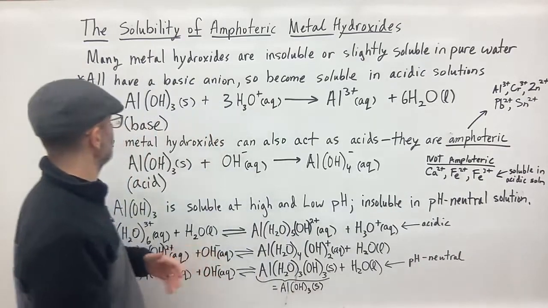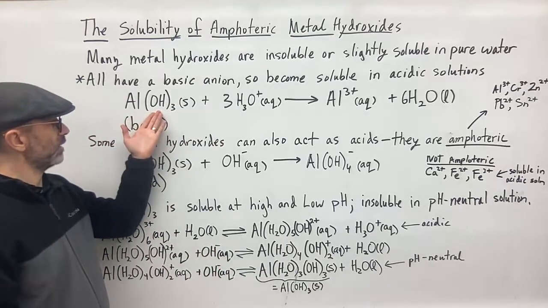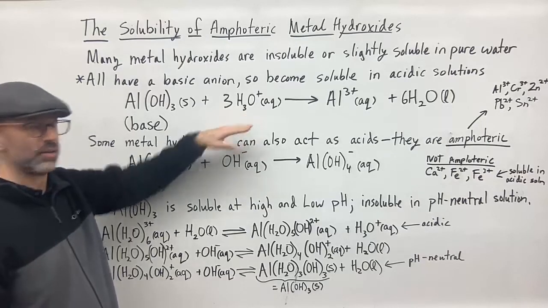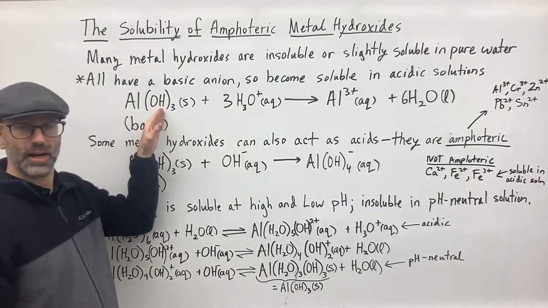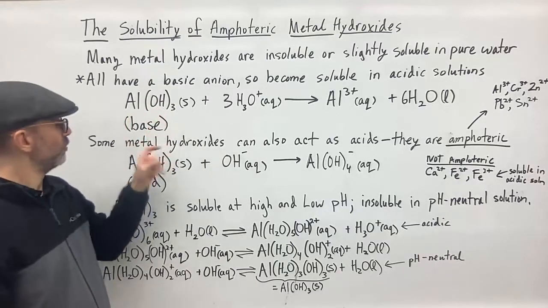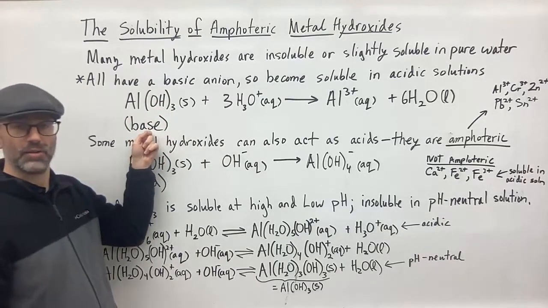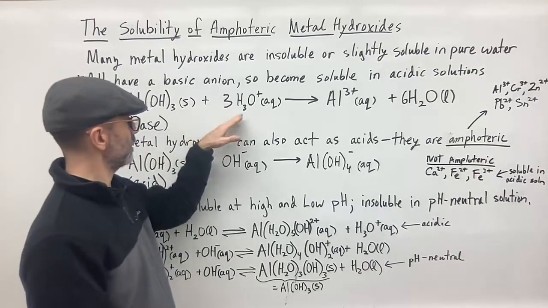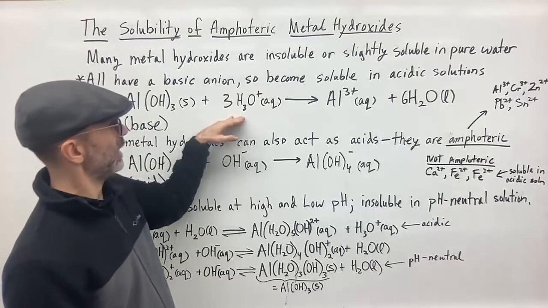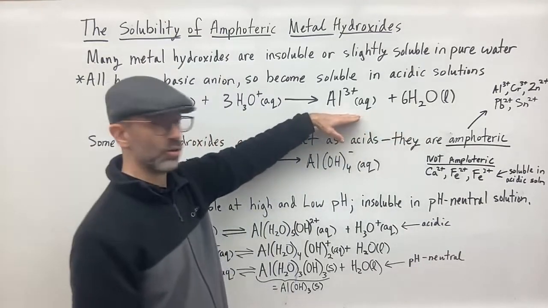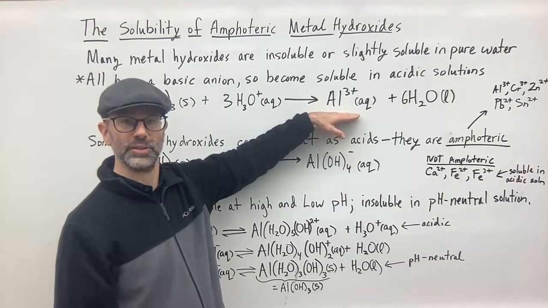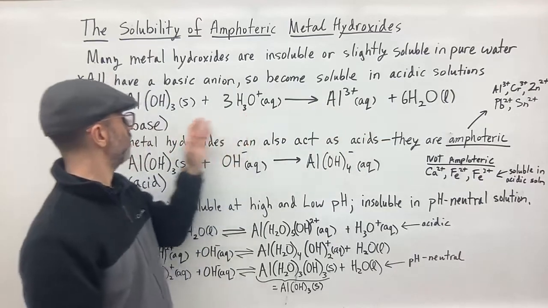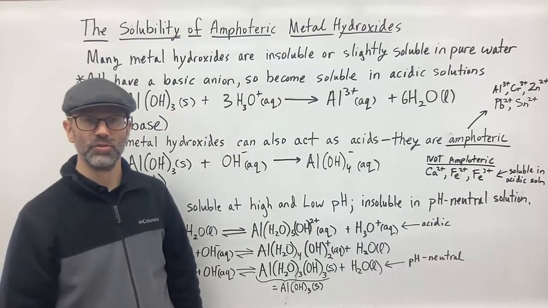So here we have an example. We have our aluminum hydroxide, and if we add acid to it, the hydronium ion is going to react with the hydroxide ions in the metal hydroxide. So here the aluminum hydroxide is acting as a base, and so that'll react with the hydronium ions. We'll get 6 waters from that, and you'll have the aluminum 3+. Okay, so this is going to make it more soluble. So adding the acid will make the aluminum hydroxide more soluble.